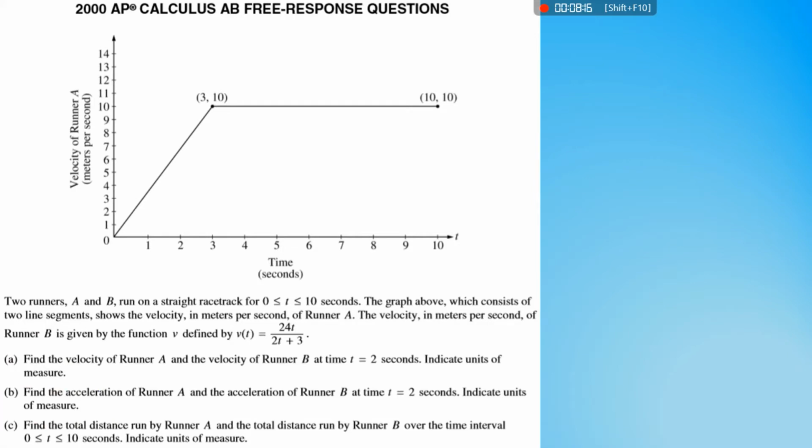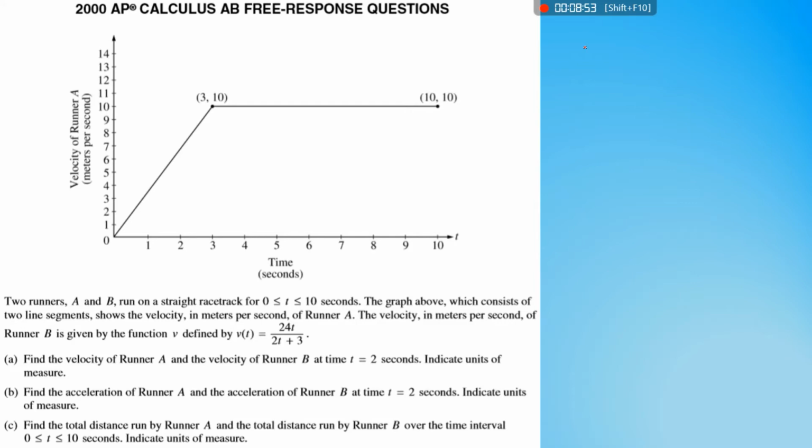Okay, so we've got 2 runners running on a straight track between 0 and 10 seconds. The graph above shows their velocity for runner A. The velocity for runner B is given by this function down below. Here's velocity B, and this is velocity A. I want to find the velocity of runner A and B at 2 seconds, and then indicate the units of measure.